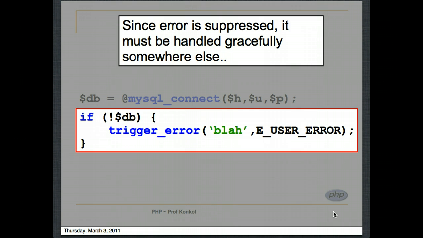Since the error is suppressed, you must handle gracefully somehow what just happened. That's why you would do a trigger_error here to prompt the user, hey, the username and password don't work, or cannot connect to database, which is usually what you put here in the case of a connection error.